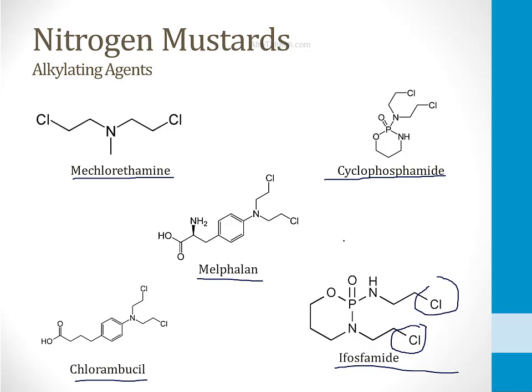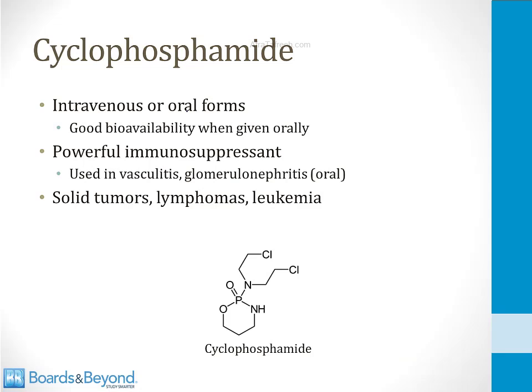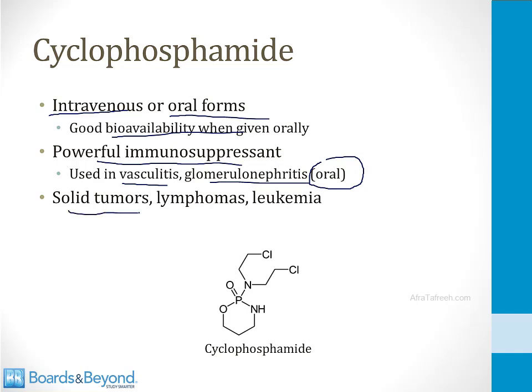So let's focus on cyclophosphamide, which is one of the most commonly used drugs in this class. Cyclophosphamide is available in both intravenous and oral forms. It has good bioavailability when given orally, and for this reason, it's often used not as a chemotherapy drug for malignancy, but as a powerful immunosuppressant. In autoimmune diseases like some of the vasculitis syndromes and glomerular nephritis syndromes, the oral version of cyclophosphamide can be very effective to suppress the immune system. It's also used more often in the IV form in solid tumors and lymphomas and leukemias.